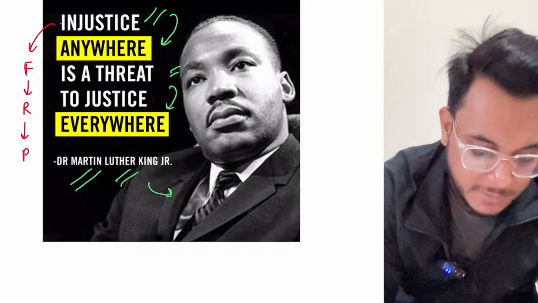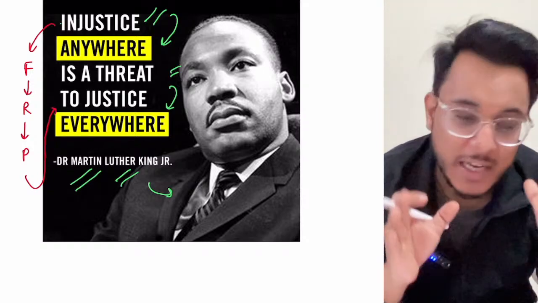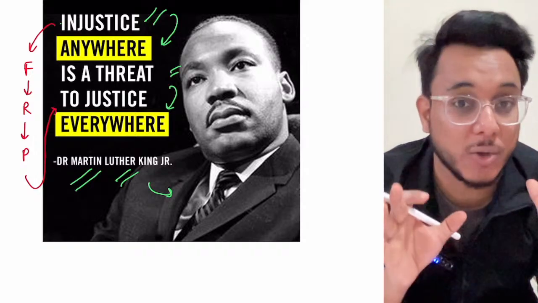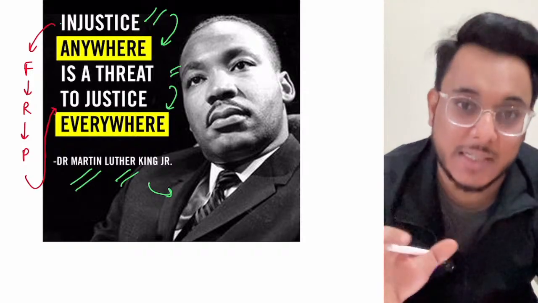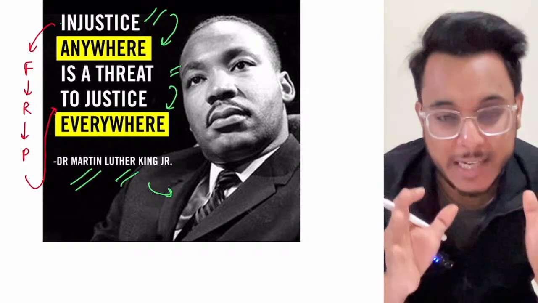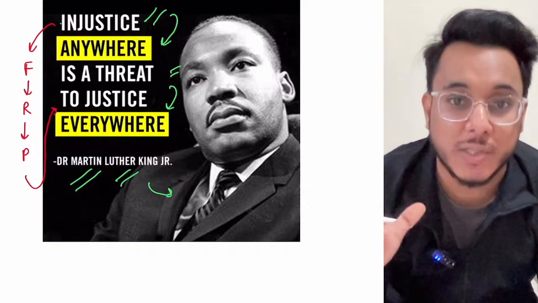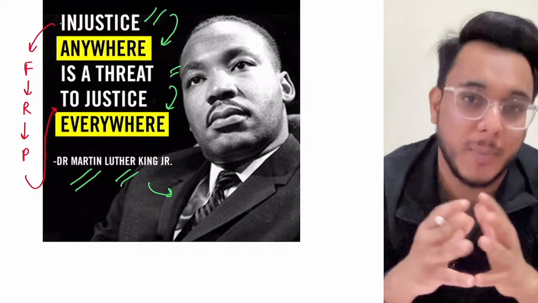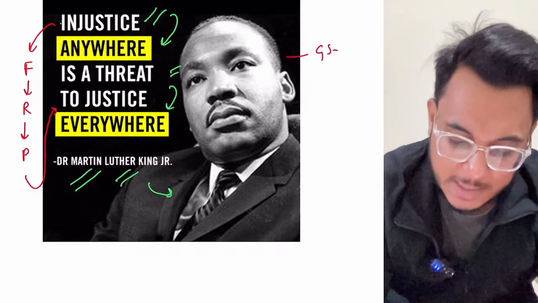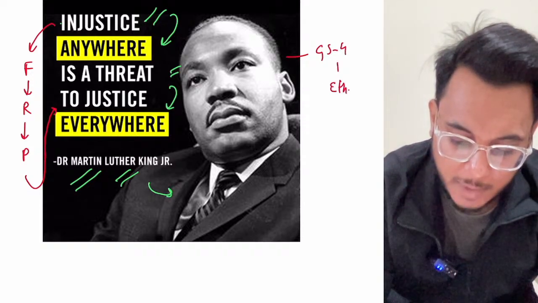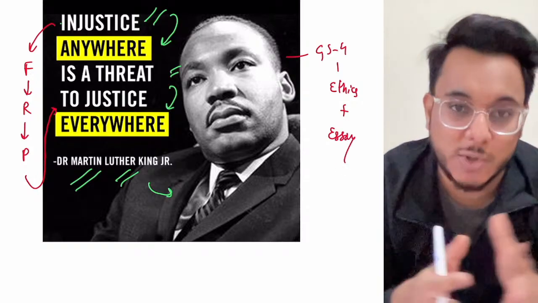And when the peace is disturbed, what will happen? There will again be injustice. So even if there is a small grain of injustice, that is also to be removed, because if there is injustice anywhere, then it will become a threat to justice everywhere. So basically our focus need not be microscopic, rather it needs to be inclusive, where every section's concerns should be addressed. Now this particular idea can be used very effectively in GS paper number 4 ethics, as well as in the essays. So that is all about the GS quotation.